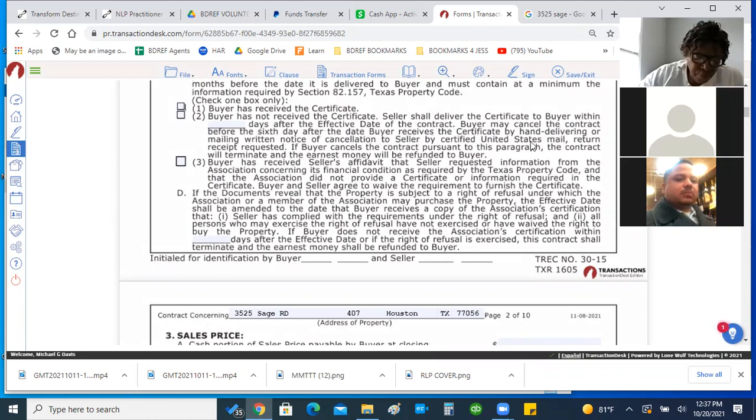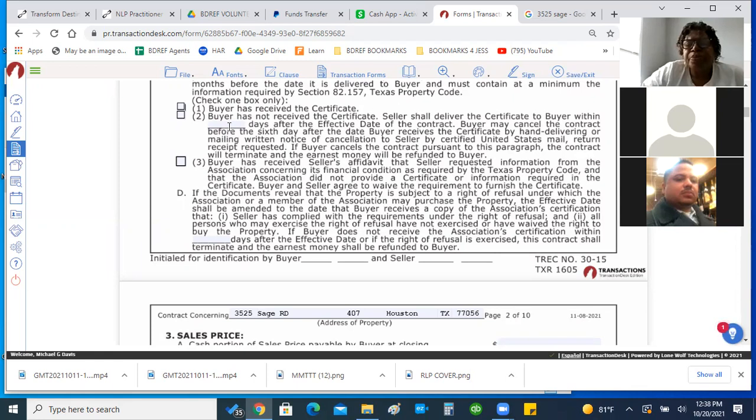You can cancel the contract by hand delivering or mailing written notice of cancellation, by certified United States mail, return receipt requested. If buyer cancels the contract pursuant to this paragraph, the contract will terminate and the earnest money will be refunded to the buyer. So what that means is that it gives an additional option period in essence, right? If you put 14 days here and they accept it, now if they don't submit you the resale certificate within 14 days, you have grounds to terminate and get the earnest money back for your buyer.